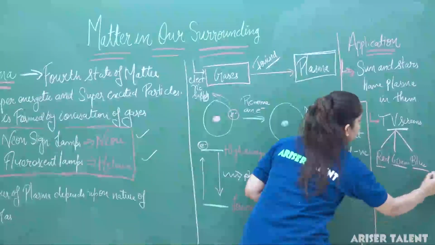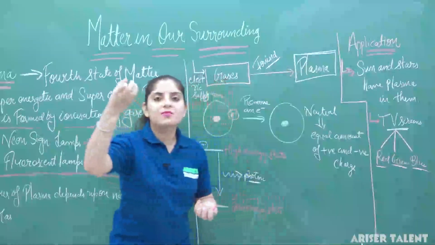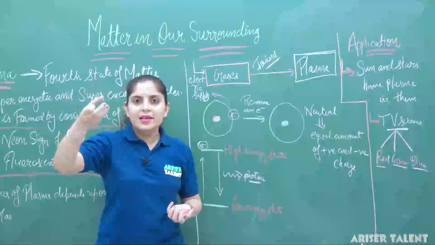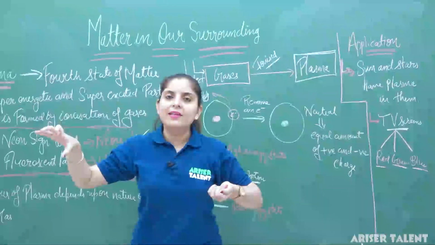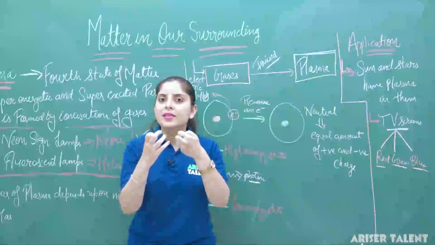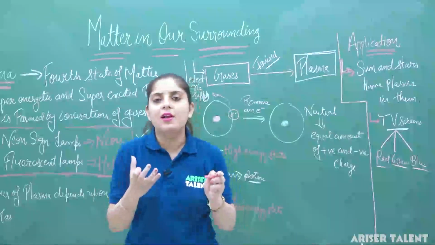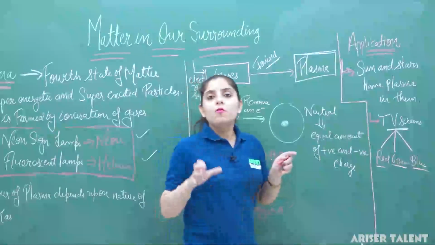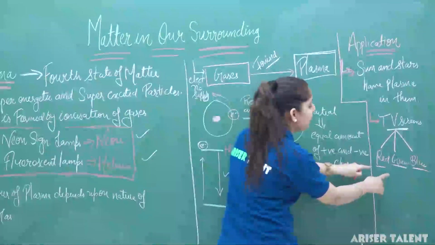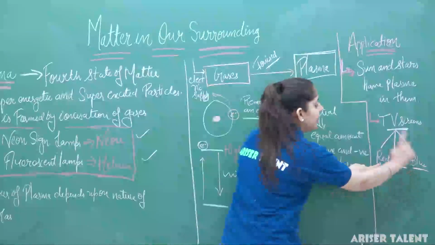These three colors will be obtained when a plasma is filled between the two glass layers. Now when you switch on the electric supply, these colors will intermix with each other, and you can observe a variety of colors on the screen of the TV. Now what actually are these colors? These colors are the combination of red, green and blue.